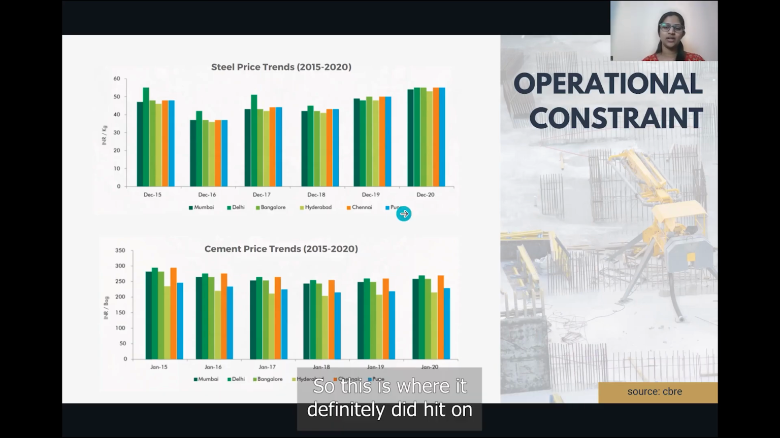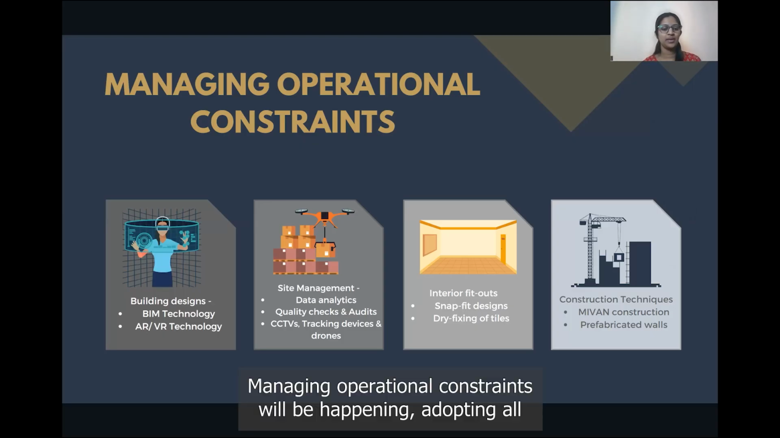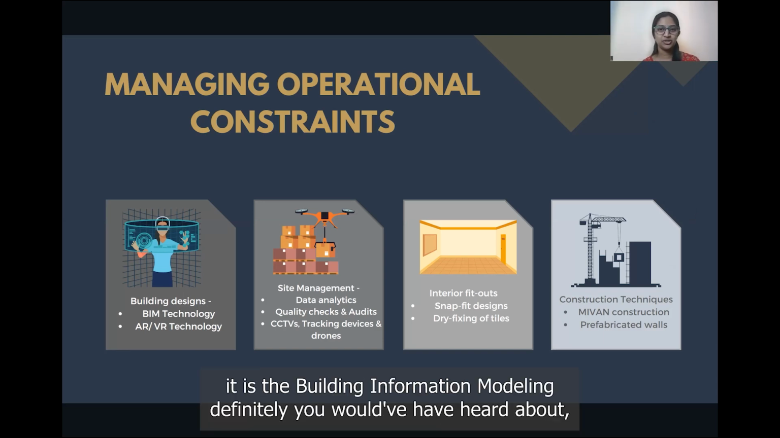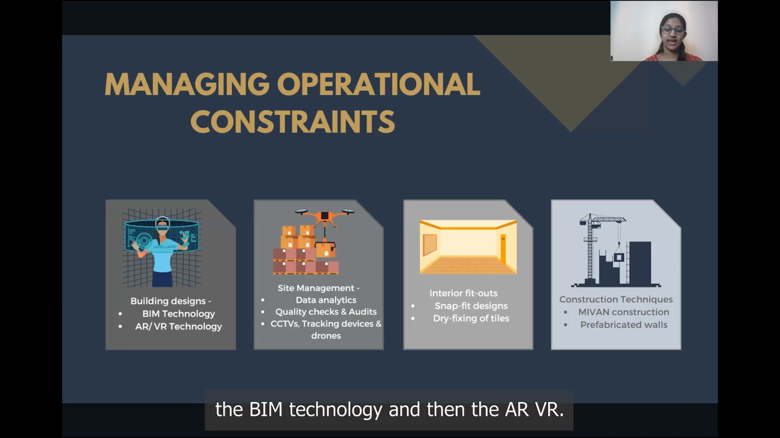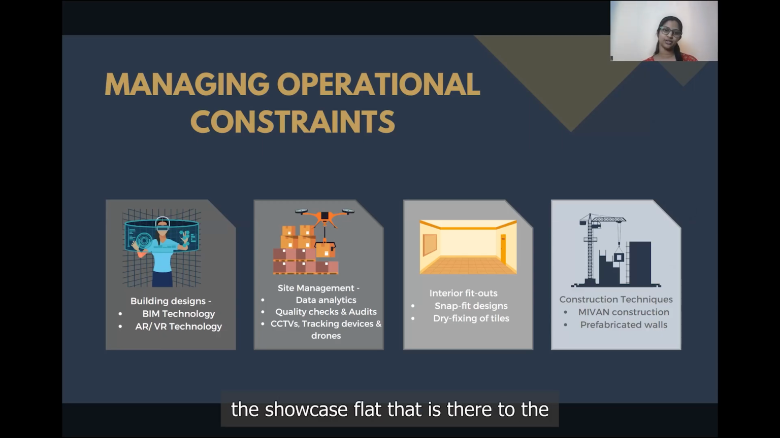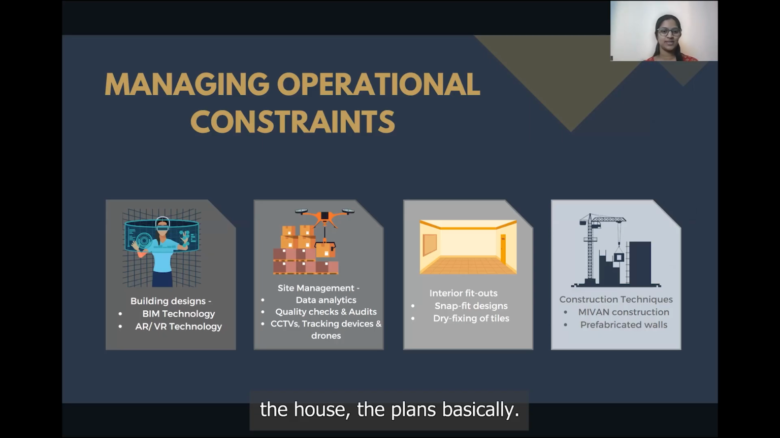So this is where it definitely did hit residential real estate. And how exactly could that be handled? Managing operational constraints, adopting all the new technologies that are there in construction. One is building information modeling. Definitely you would have heard about BIM technology, and then AR/VR. So like I mentioned about the model apartment, the model flat or the showcase flat that is there for the clients who will be coming and having a look at the house, the buyers basically.